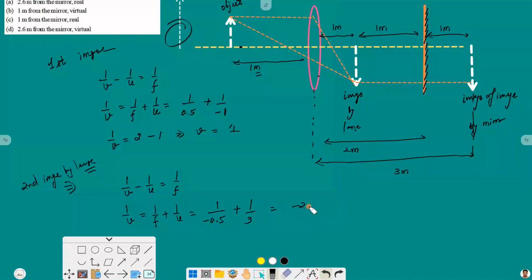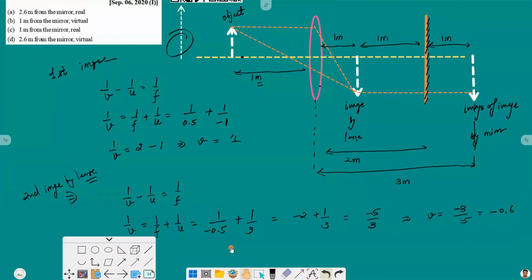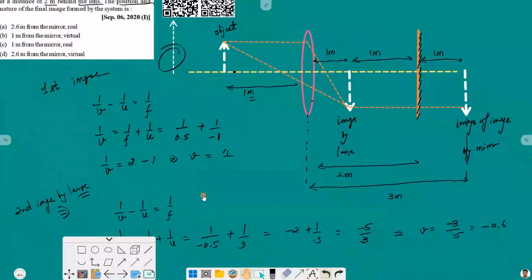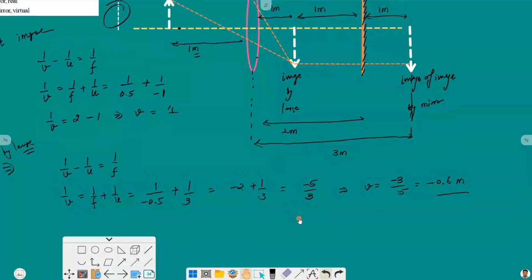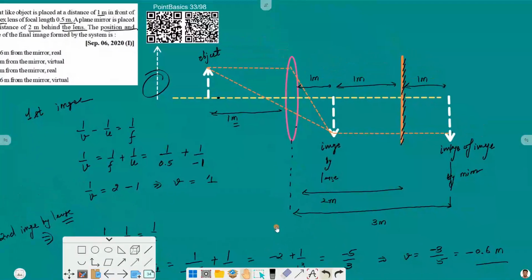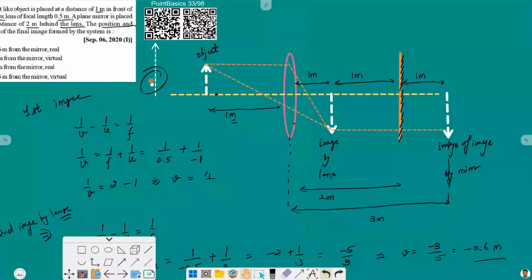So this will be negative 2 plus 1 by 3, and this will give us negative 5 by 3. And finally v will be equal to 3 minus 3 by 5. And if we solve this, this is negative 0.6. And what are our units? Our units are meter. So this will be negative 0.6 meter, and it is negative, so the final image is formed on the left hand side.